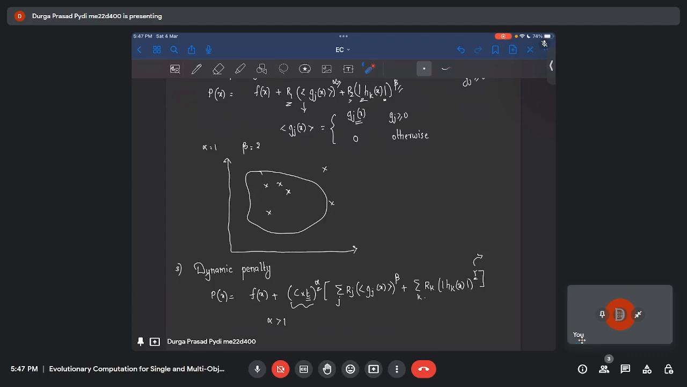If I take a square, it will simply add to the penalty function. Here also it is a mod function, and it will add only. Any function, the idea is the same.